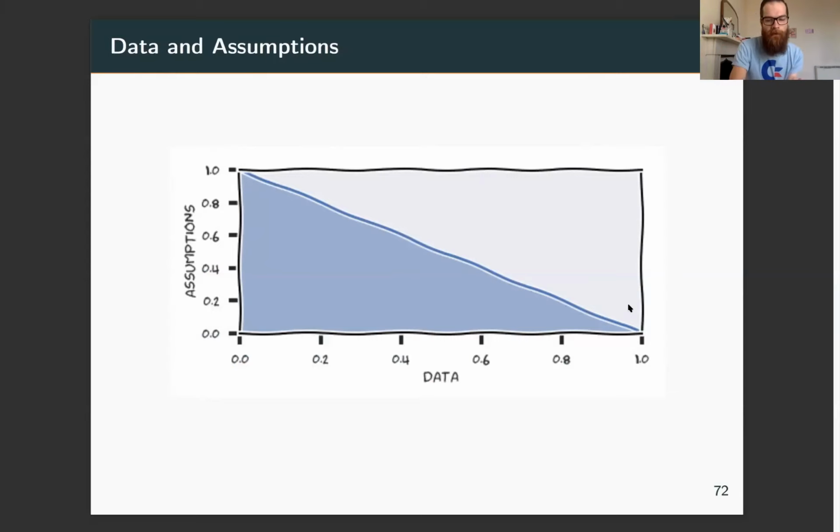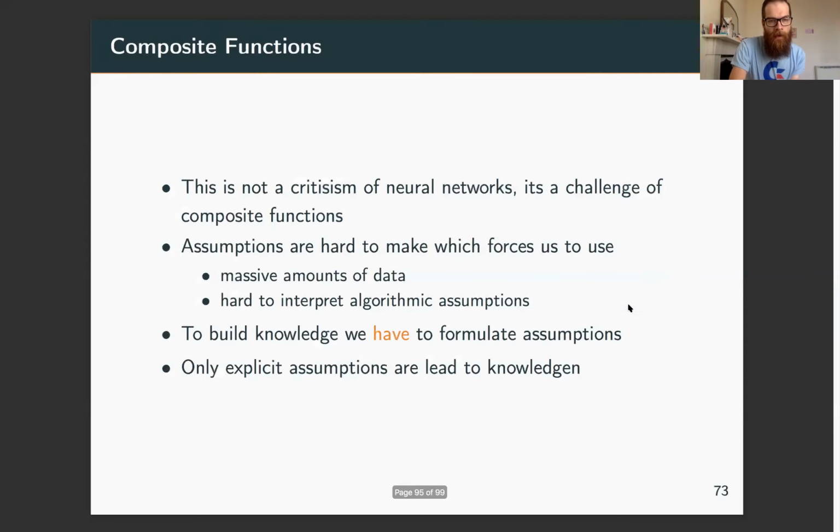enormous amounts of data. And so to summarize this, it's not really a criticism of neural networks. It's a challenge of composite functions. Assumptions are hard to make, and this forces us to use these massive amounts of data. And also, it forces us what I said in the beginning. It's really hard to make assumptions about the hypothesis space.